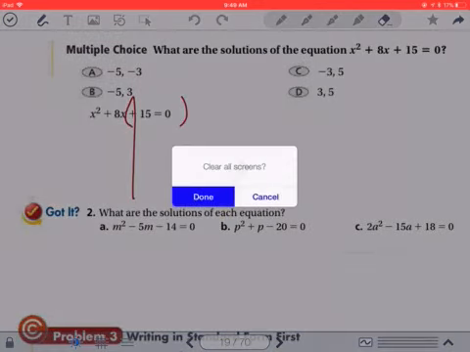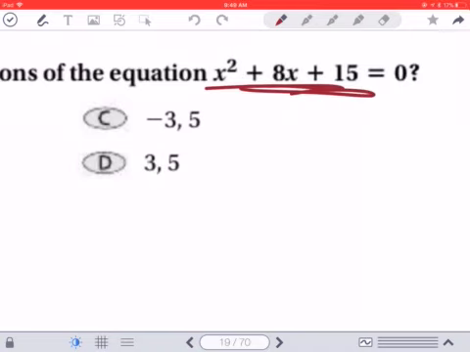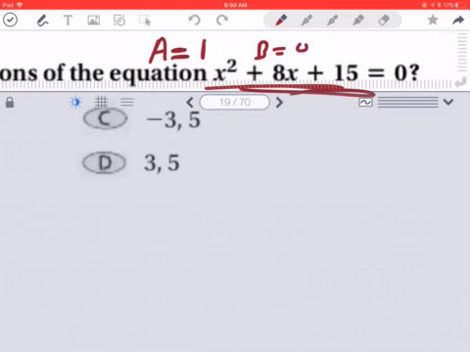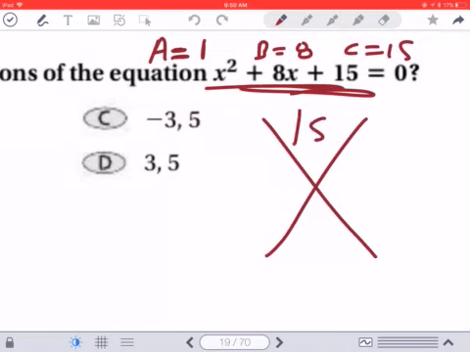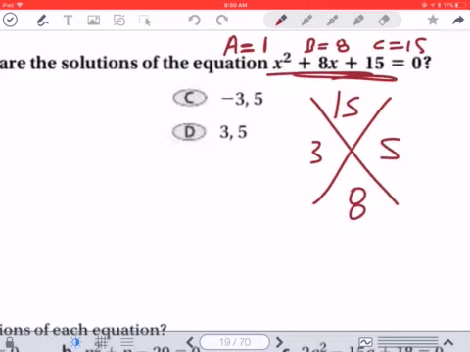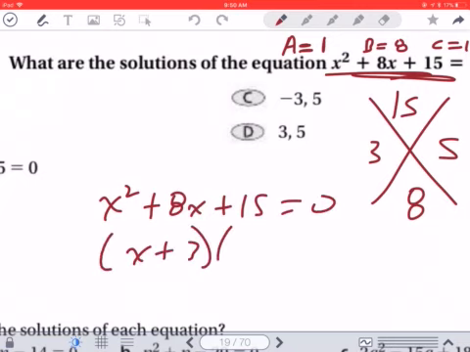Second part, we want to solve by factoring, kind of like what we did with the warm-up. So we have x squared plus 8x plus 15. Again, my a value would be 1, my b value is 8, and my c value is 15. When I factor this, I have to see what multiplies to 15 and adds to 8. Well, that would be 3 and 5. 3 times 5 is 15, and 3 plus 5 is 8. So I can rewrite x squared plus 8x plus 15 equals 0 as x plus 3 times x plus 5 equals 0.